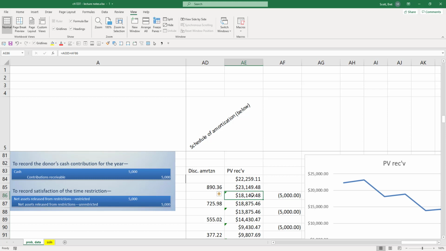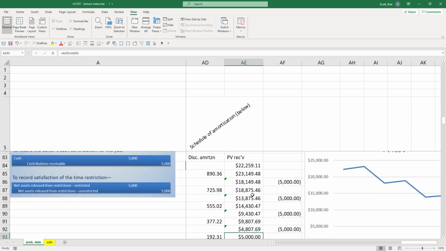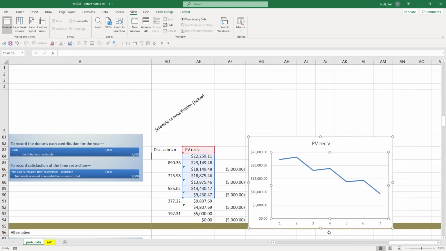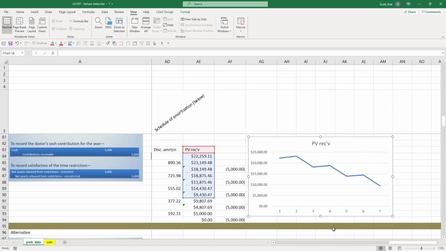But 1 year later, guess what? We've earned another $725 or 4%. That brings up the balance to $18,875. We collect $5,000. It goes down to $13,875. And on we go. What does the overall performance look like? Let's go out to here and bring this sucker down as follows.